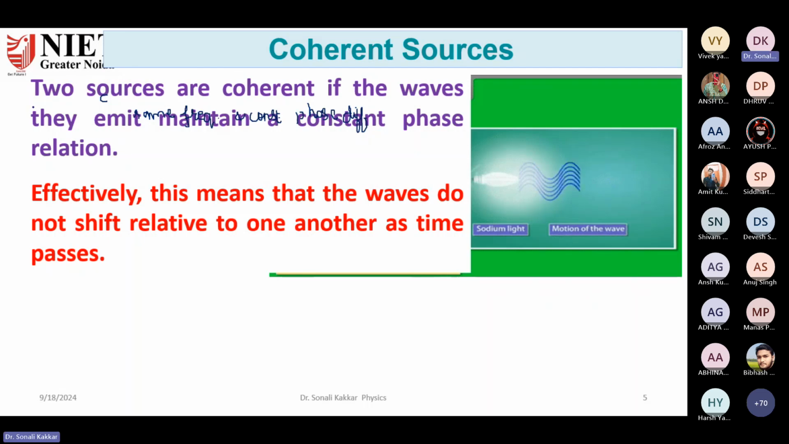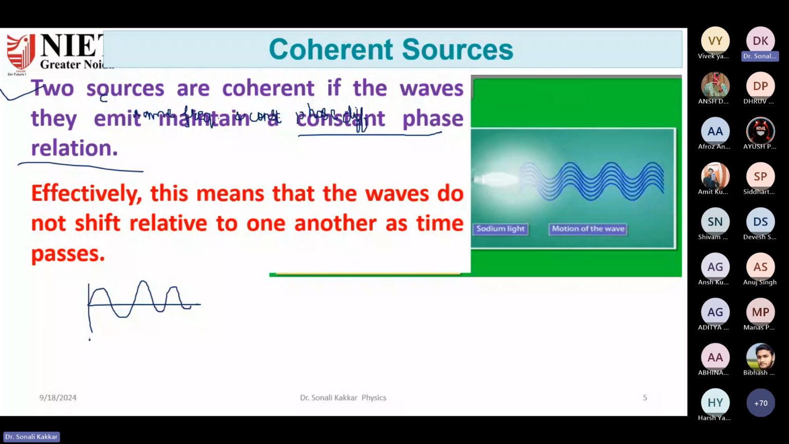Okay, so what are the conditions to have a constant phase difference? Two sources are coherent if they maintain a constant phase difference. What does this mean? Suppose these are two waves. These are sinusoidal waves. Basically, this is the ideal situation. And this wave is shifted relative to the first wave. This is the first wave and this is the second wave. Yesterday also I asked you the phase or path difference between these two waves. What was the phase difference between these two waves?